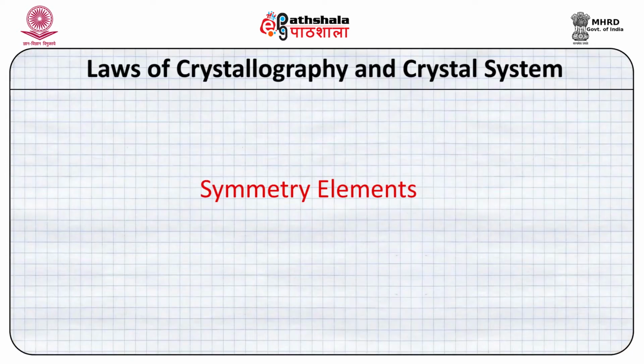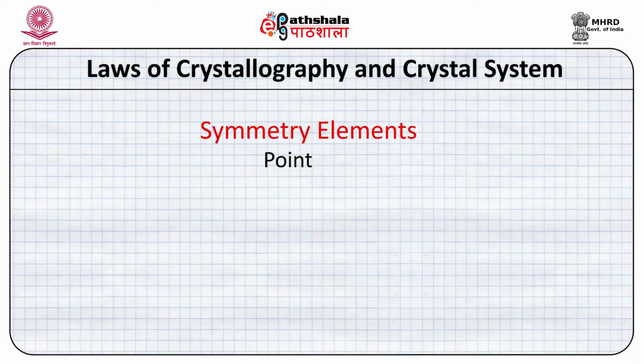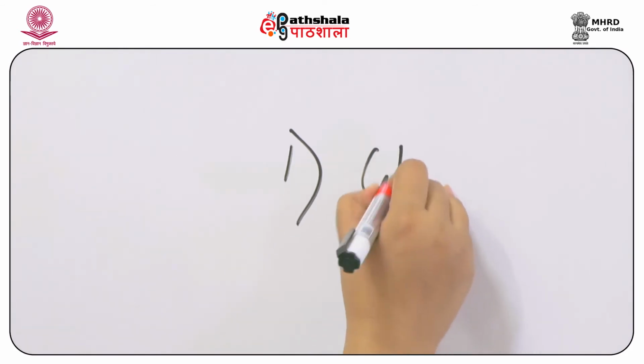Now we will discuss the symmetry elements, which will help us define the geometric operations that describe the symmetry inherent in a crystal. So we have three symmetry elements basically. We have symmetry with respect to a point, symmetry with respect to an axis, and symmetry with respect to a plane. I will explain the three symmetry elements first. First is symmetry with respect to a point.